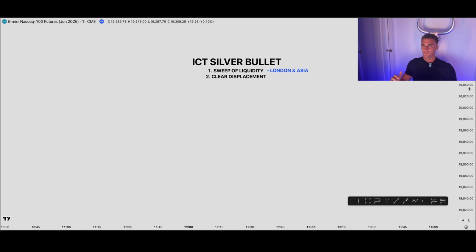Number 2 on the list is a clear displacement. This is very important, guys. Without displacement, this strategy simply won't work for you. You need to see clear displacement, meaning a strong candle closure, either above or below, depending on the direction that you're trading, in order for the setup to be valid. If price just wicks above or wicks below, and there's no significant strong candle closure, I'm not going to count that as a displacement.